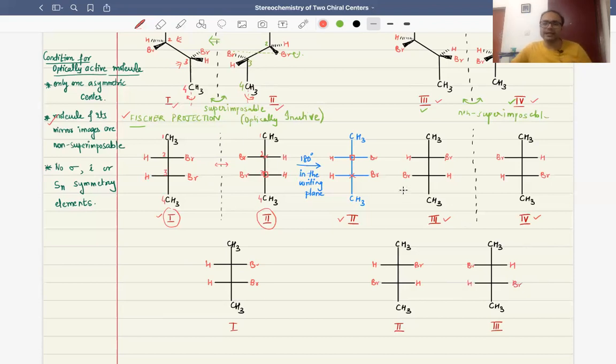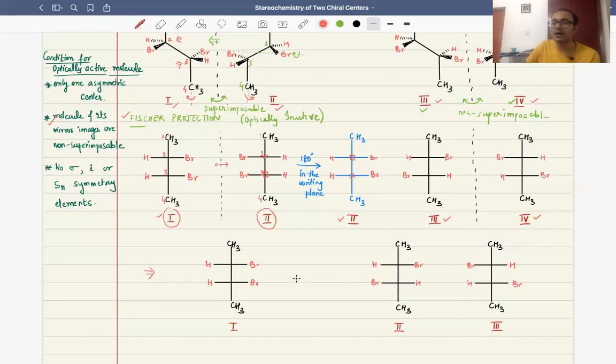So initially, when we started drawing the stereoisomers for 2,3-dibromobutane, we found that there are 4 possible ways to write it. But after looking at the structure in detail, we found that two of the structures are the same configuration. Therefore, now if you are asked how many stereoisomers you can draw for 2,3-dibromobutane, you will say only 3 possible structures are possible.